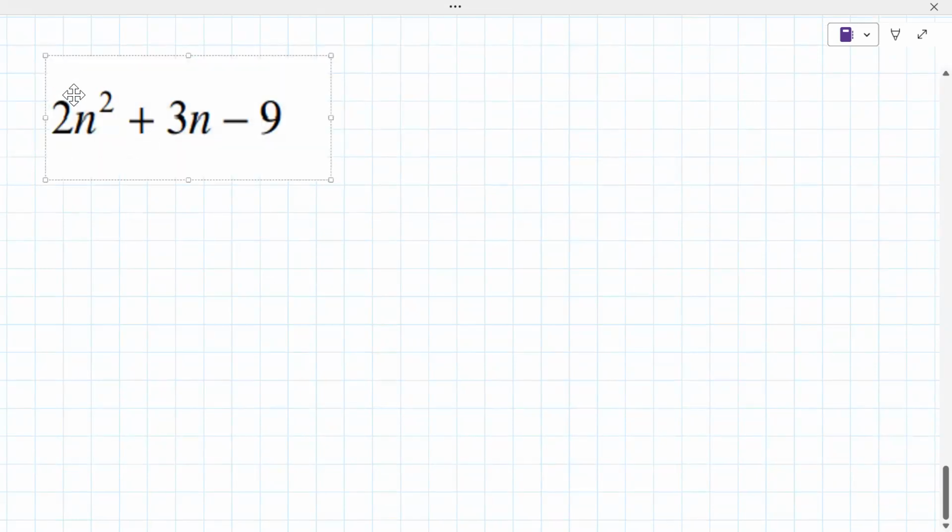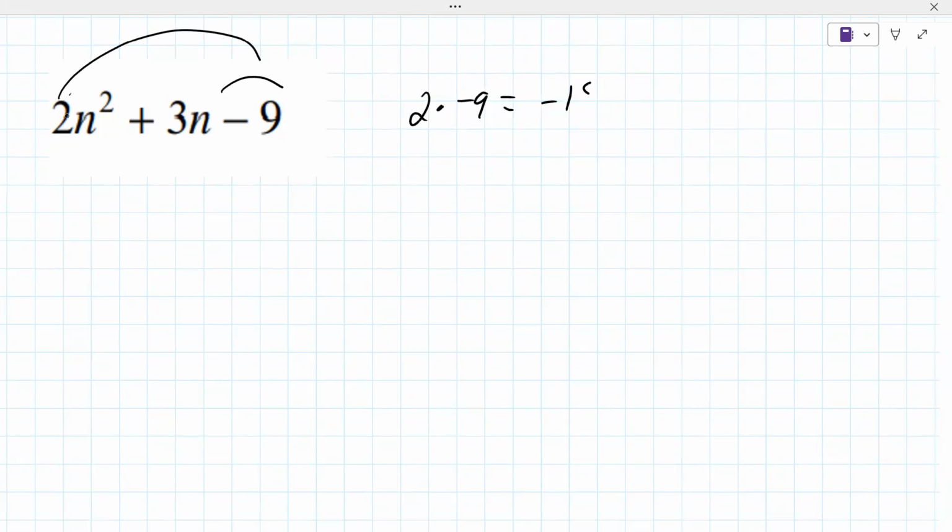So here's another one like the one we just did. Notice that the leading coefficient is not a 1. So this time you take the 2 times the minus 9. 2 times minus 9 is minus 18. So you're now looking for two numbers that multiply to minus 18, but then add to positive 3.